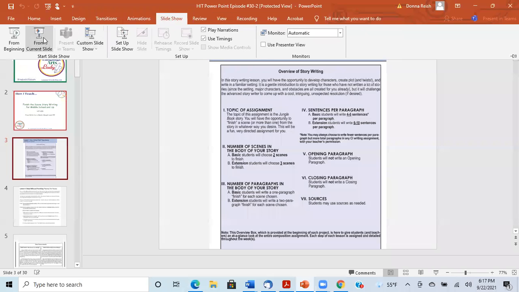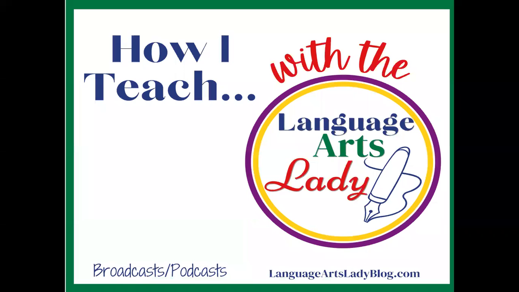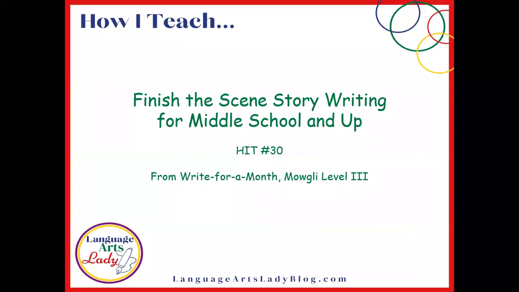Here we go. We are going to finish the scene story writing for middle school and up. This comes from one of my Write for a Month books called Write for a Month Mowgli or Jungle Book. I kind of use that interchangeably, level 3. Level 3 means that it is 6th, 7th, and 8th grade.